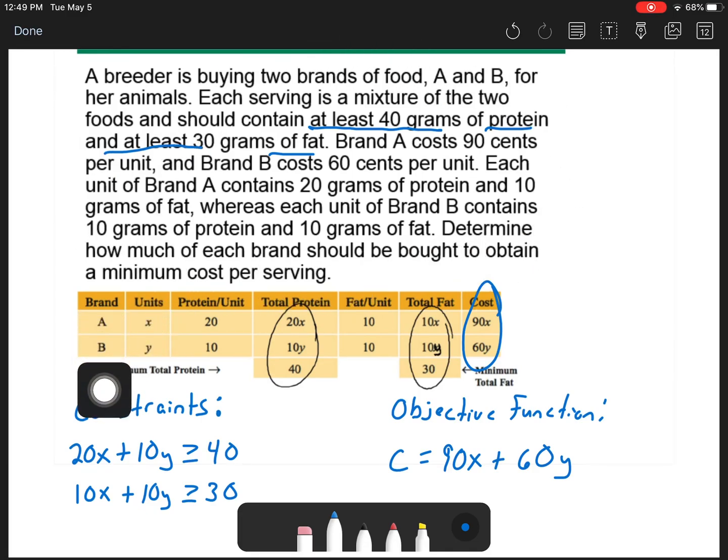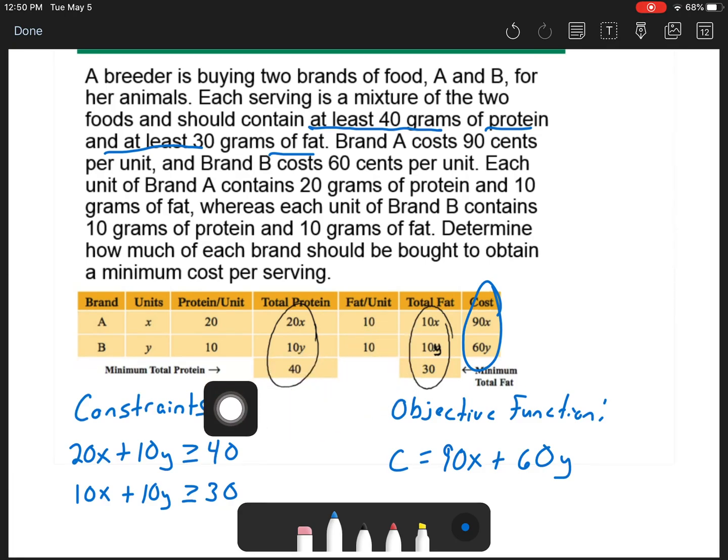So we have brand A and brand B. We're going to say the number of units of brand A, we're just going to assign that as X for the number of units that we use in the mixture of brand A, and the number of units of brand B are going to be Y. Now from this paragraph up above, it told us that each unit of brand A contained 20 grams of protein, and each unit of brand B contained 10 grams of protein. Okay, so we would say 20 times X for the total protein in brand A, and 10 times Y for the total protein in brand B.